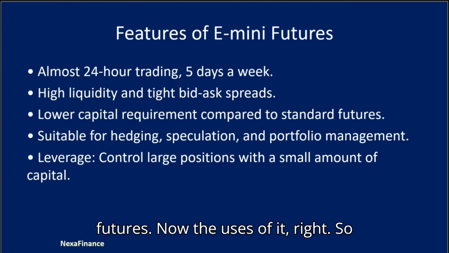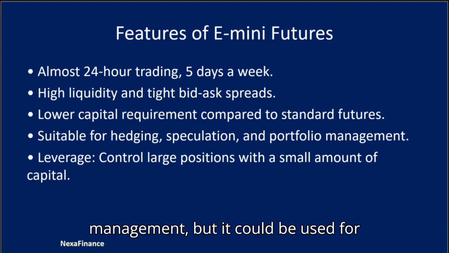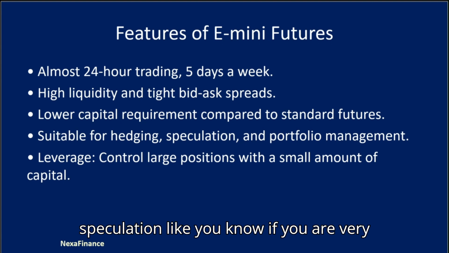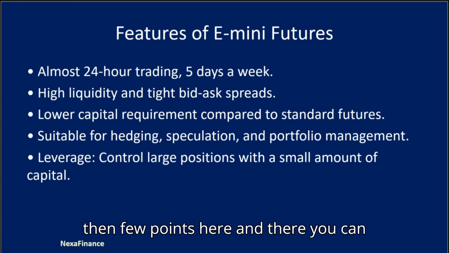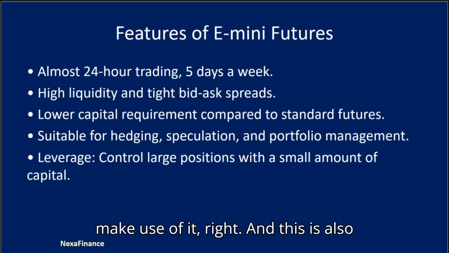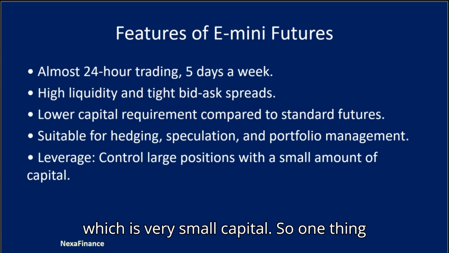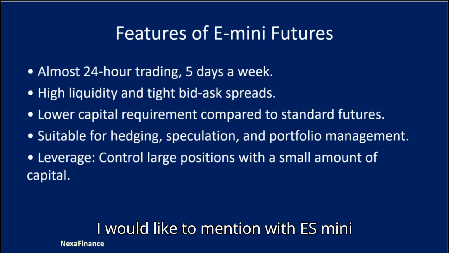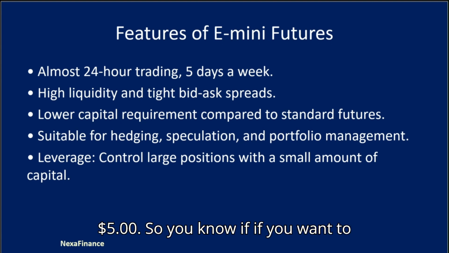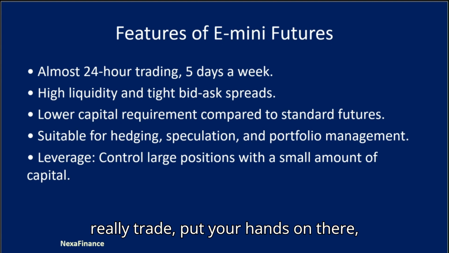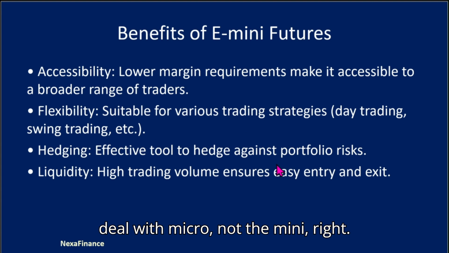Now the uses of it, right? Pretty much it is used in the industry as a form of hedging mostly and for portfolio management, but it could be used for speculation. If you are very particular about level to level trading, then for a few points here and there you can make use of it, right? And this also helps to leverage a large position with a very small capital. So one thing I would like to mention: with ES Mini, which is $50, there is a micro which is $5. So if you really want to trade, put your hands on there. Start with paper trading and get into the deal with micro, not the mini, right?